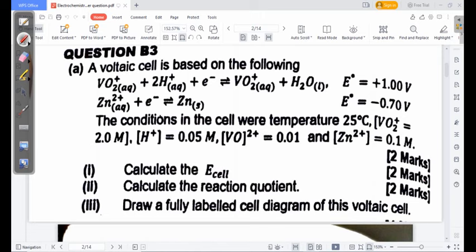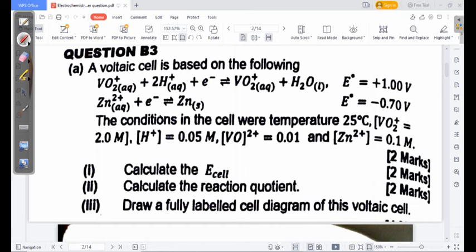This is another question. A Voltaic cell is based on the following. So we were given two half reactions. This is the use of a Nernst equation. What do they want us to do? So we are saying the conditions in the cell were temperature 25. The concentrations were given. Calculate the cell potential, calculate the reaction quotient, draw a fully labeled cell diagram of this Voltaic cell.